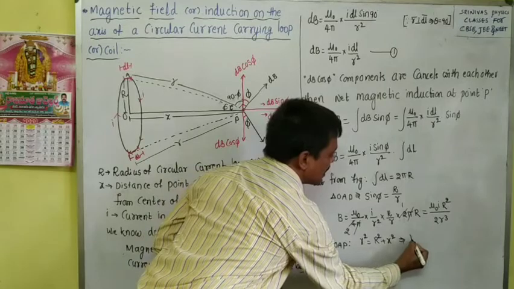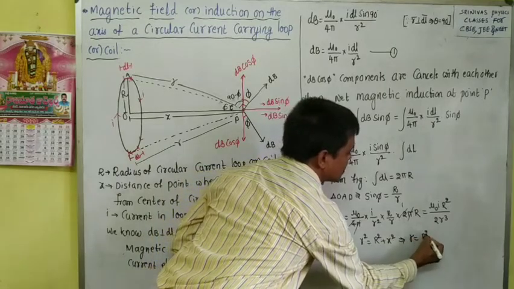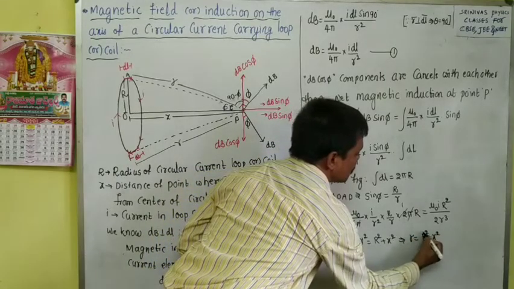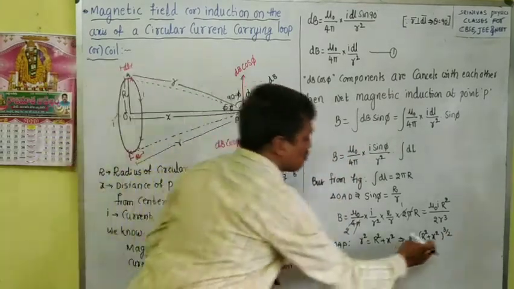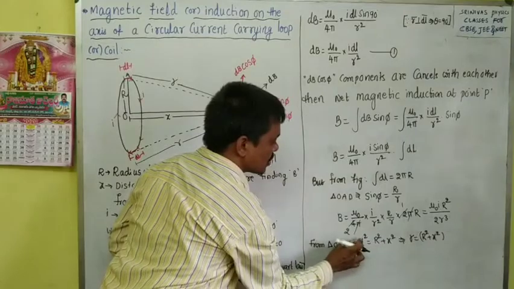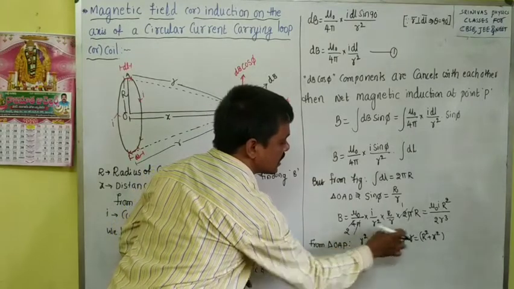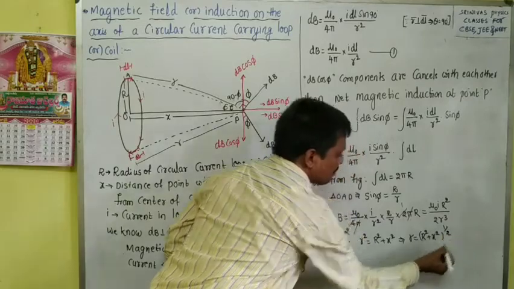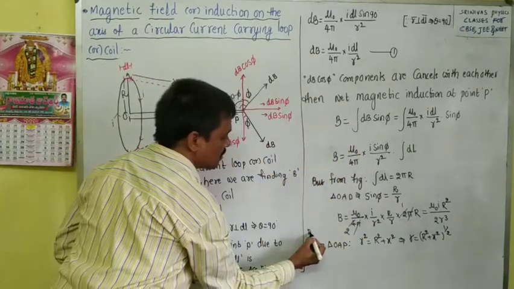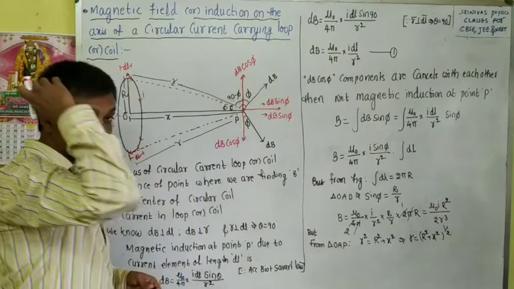From this, small r is equal to capital R square plus x square whole power 1 by 2. Sorry, not whole power 3 by 2. This r square on that side becomes a root, so we write it as whole power 1 by 2. You substitute this in the above equation, then what will you get?